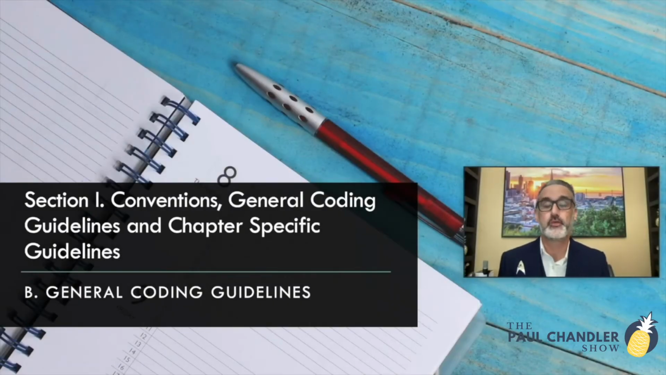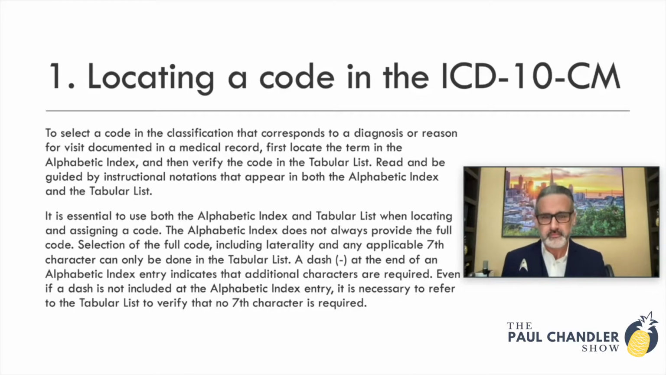So in today's episode, we're going to be checking out the ICD-10-CM Guidelines for Section 1, Conventions, General Coding Guidelines, and Chapter-Specific Guidelines, but we'll be doing Part B, the General Coding Guidelines. There are many different parts to this subpart, Section 1B, the General Coding Guidelines. First thing we're going to discuss is locating a code in the ICD-10-CM, so in the coding book.